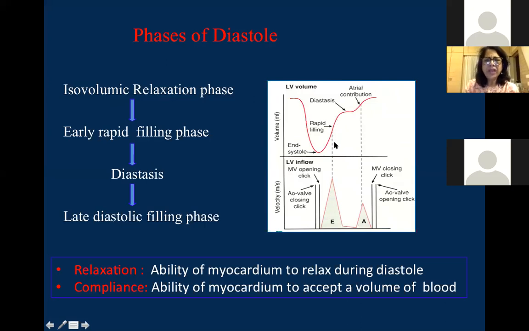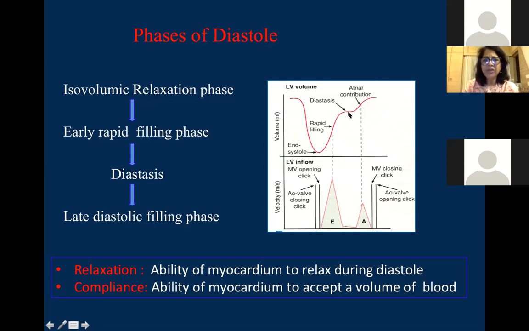Now, as the LV gets filled with the blood from the LA, the LV pressure gradually rises, and a time comes when the LV and the LA pressure equalizes. And there will be no more filling. There will be deceleration of the blood because there is no positive force to push the blood. So the blood flow comes down, as you can see, and that phase we call diastasis.